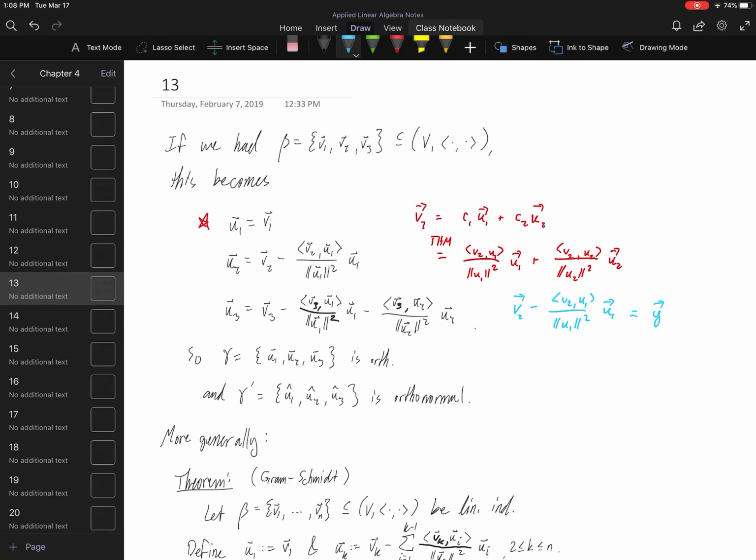But this is going to be effectively the y vector from before, right? So this will be a multiple of the correct vector, and I don't care what multiple I get. I just need some vector that is orthogonal to U1, and this will get it for me.